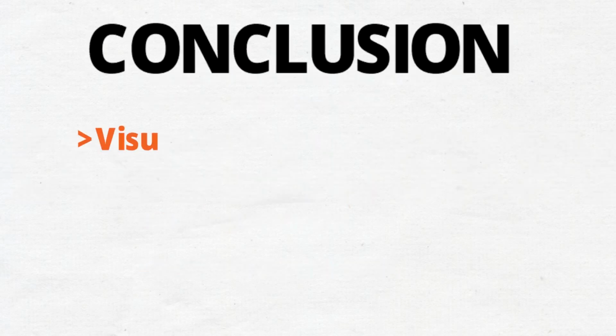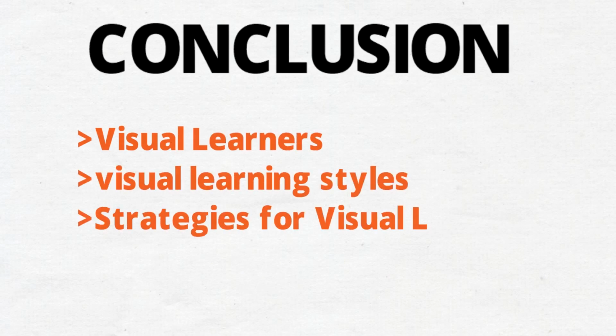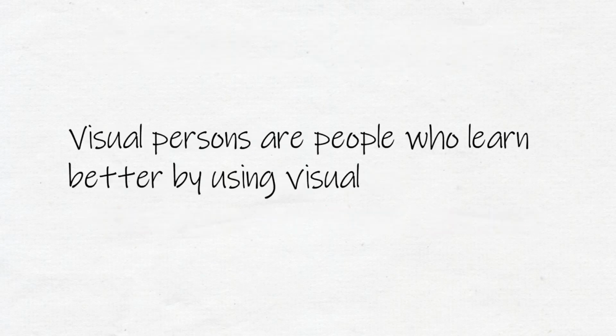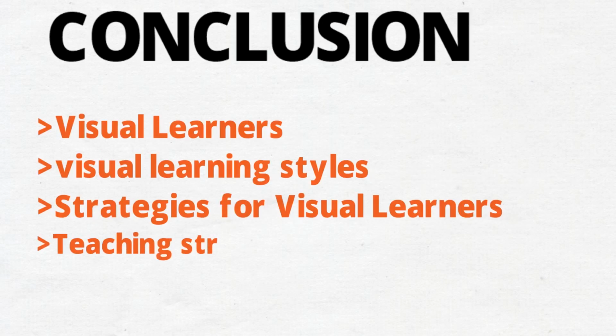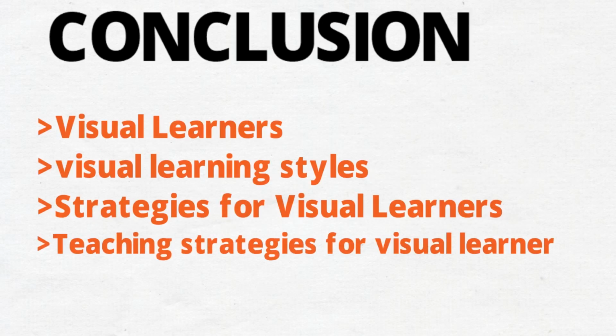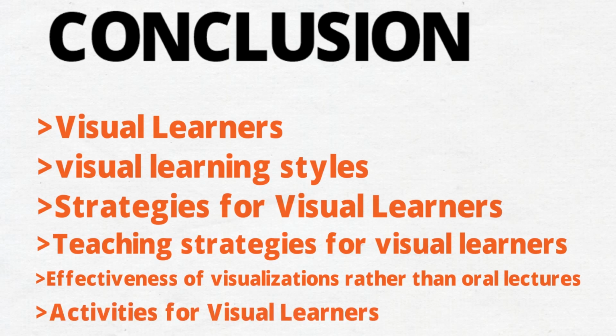Conclusion. In this video, we talked about visual learners, visual learning styles, and strategies for visual learners. Visual persons are people who learn better by using visualizations such as images, graphics, colors, and maps. In addition, we mentioned teaching strategies for visual learners. We also covered the effectiveness of using visualization rather than oral lectures to teach them, as well as activities for visual learners such as presentations and mind maps.